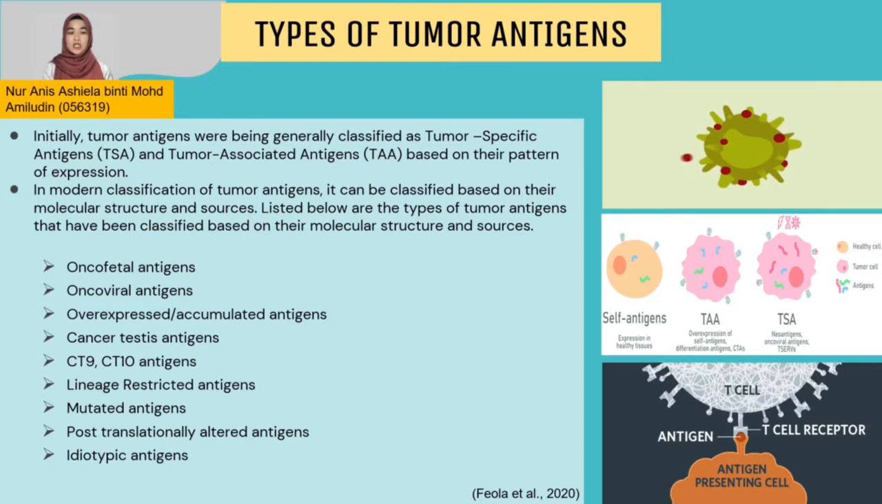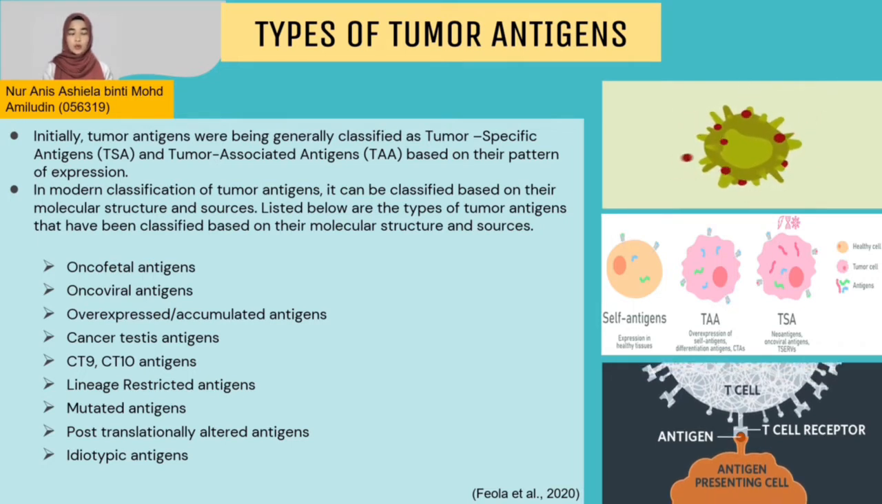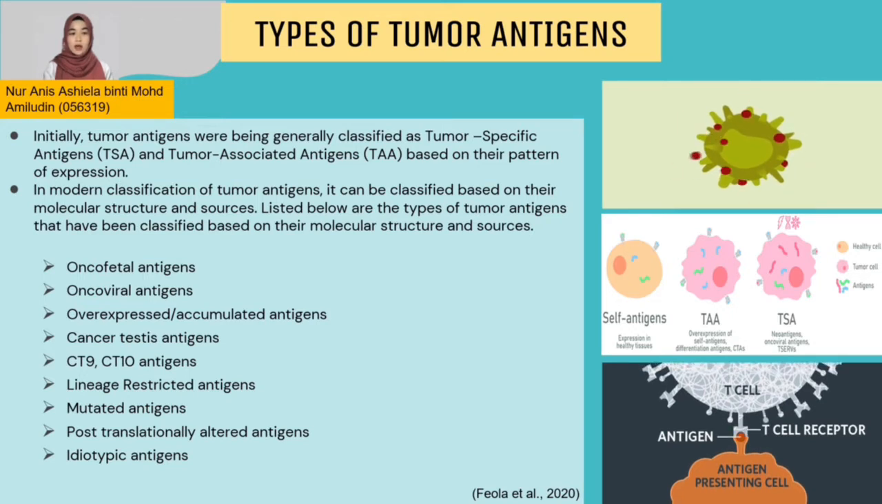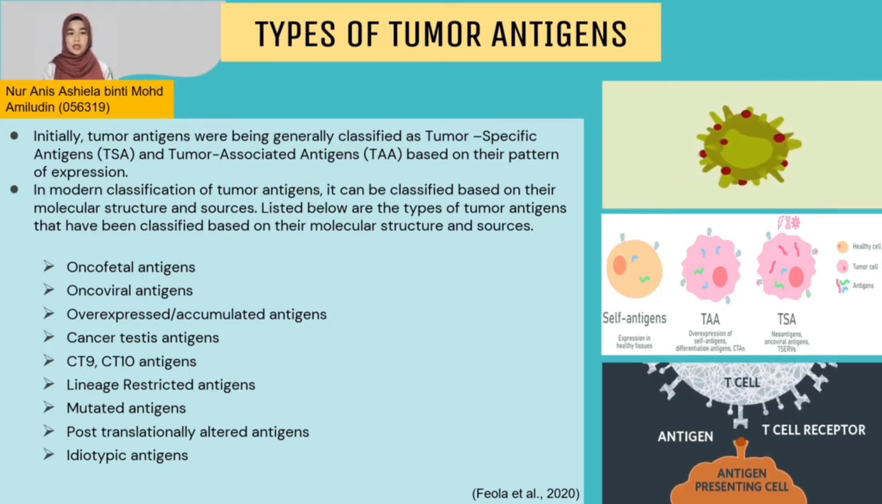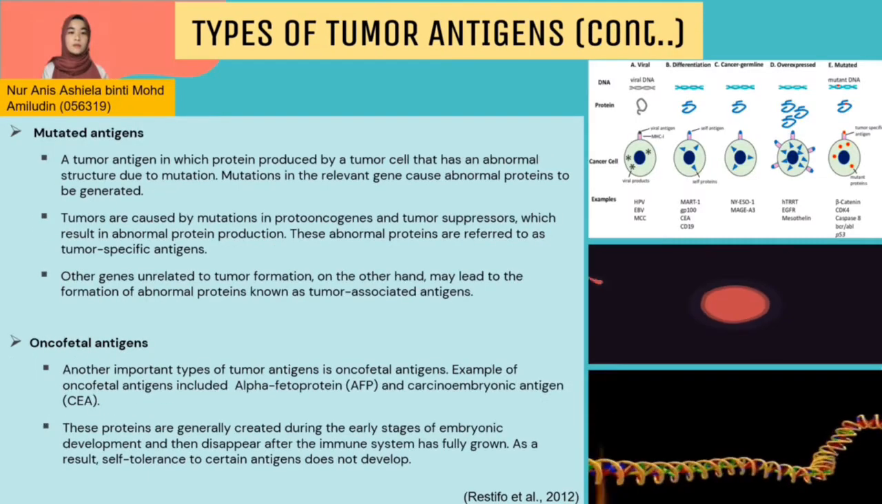In the modern and latest classification of tumor antigen, tumor antigens are classified based on their molecular structure and sources. Listed in the slide are types of tumor antigen classified based on their molecular structure and sources, such as oncofetal antigen, oncoviral antigen, overexpressed or accumulated antigen, cancer testis antigen, CT9-CT10 antigen, lineage-restricted antigen, mutated antigen, post-translationally altered antigen, and idiotypic antigen.